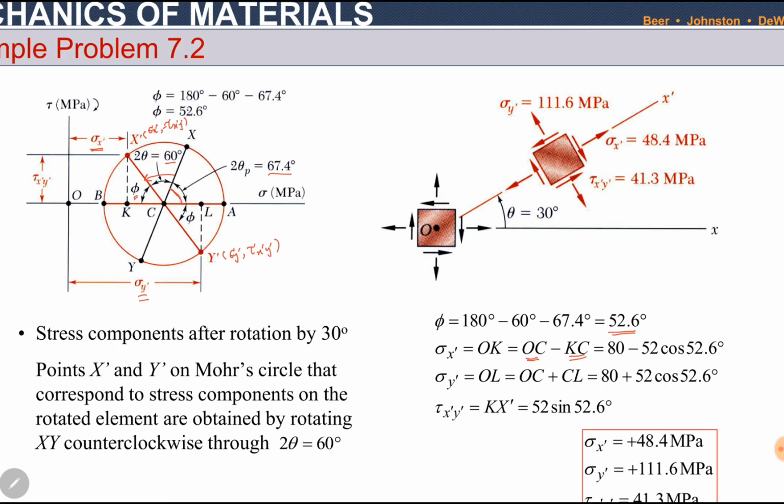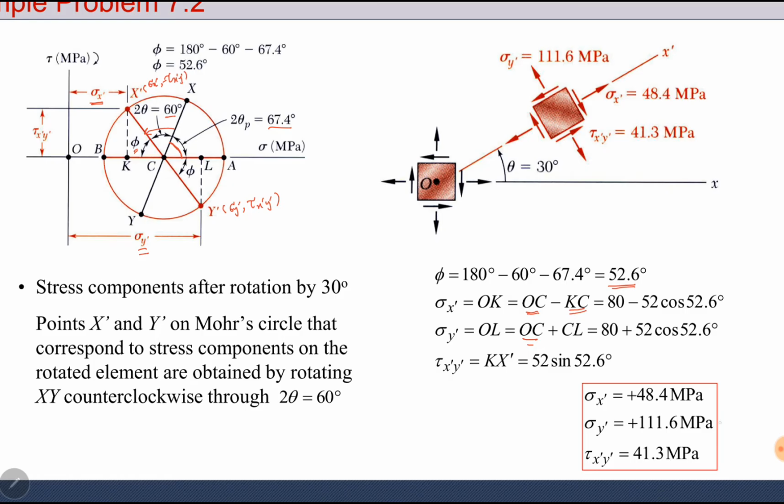Similarly, sigma y dash is equal to OL. OL is equal to OC plus CL. OC is the average stress, and CL can be calculated from the triangle C L y dash. CL is 52 cosine of 52.6 degrees. Similarly, tau x dash y dash is equal to K x dash. It is the perpendicular side of the triangle, which is 52 sine of 52.6 degrees. Simple trigonometry has been applied, so you can calculate sigma x dash, sigma y dash and tau x dash y dash. You do not need to remember any formula or expression; simply using the graphical method we have calculated sigma x dash, sigma y dash and tau x dash y dash.